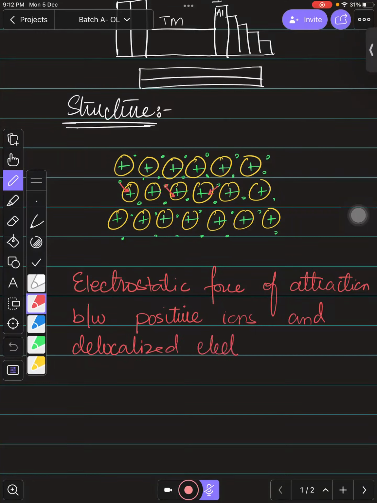This is a force of attraction, which is the electrostatic force of attraction between positively charged ions and delocalized electrons. This is the definition for metallic bonding, right? That is why metals are strong.